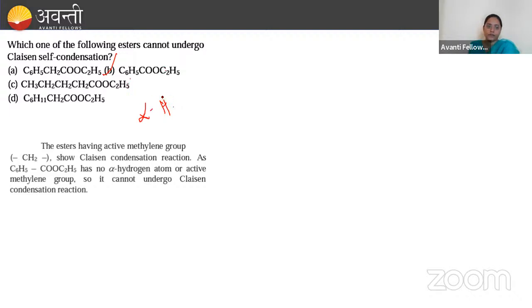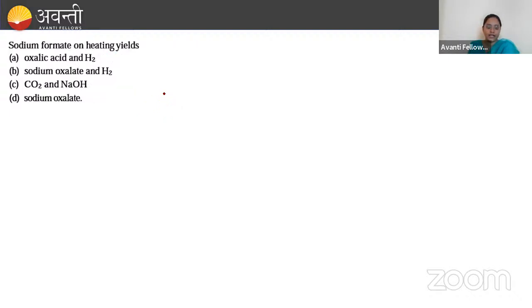ठीक है, that's fine. Next, sodium formate on heating yields. Yeah, the last problem of today's lecture. What is the answer? Tell me. Sodium formate on heating yields. What is sodium formate? From formic acid it is going to form. Yeah, sodium formate, HCOONa. From this, it is going to give us sodium formate. Okay, this on heating gives us.